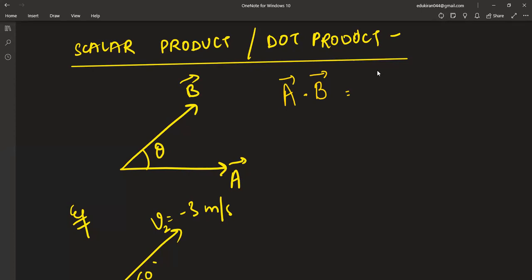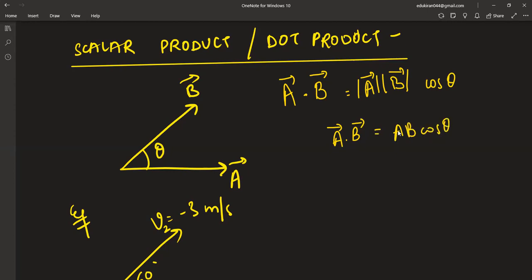Take the magnitude of the vector A. When I say magnitude, it means you're not considering any sign. For example, -4 is given, you will choose it as 4. +4 is given, still you will write it as 4. Magnitude means without any sign, you're just taking the sole number. So the magnitude of A multiplied by the magnitude of B multiplied by cos theta, where theta is the angle between the two vectors. So we write A vector dot B vector is equal to AB cos theta.